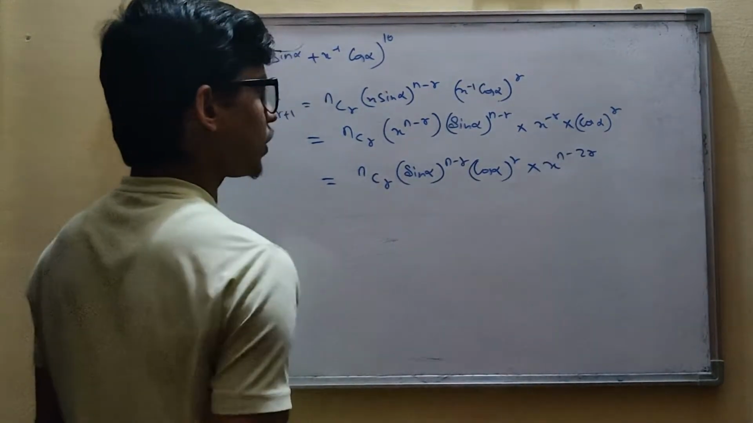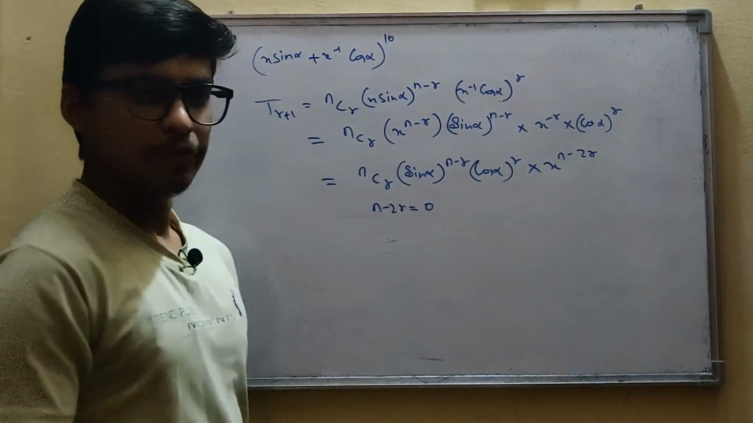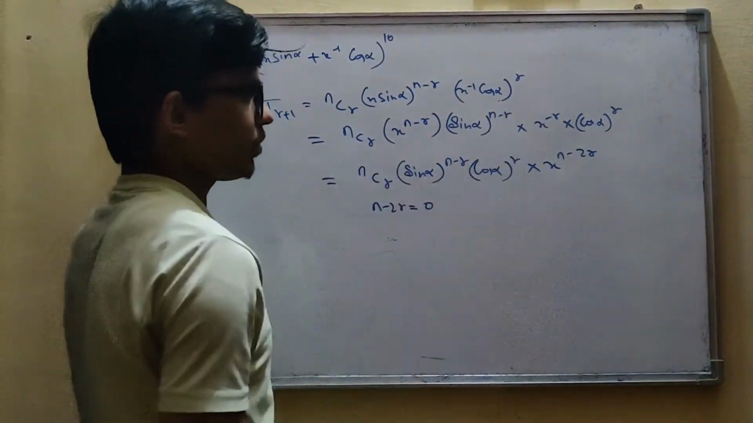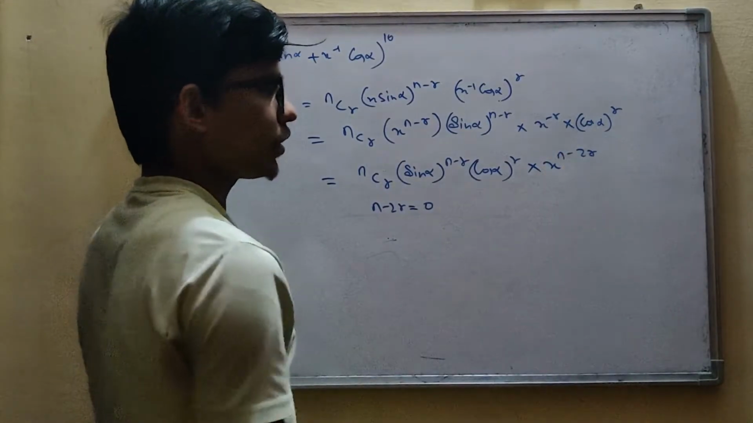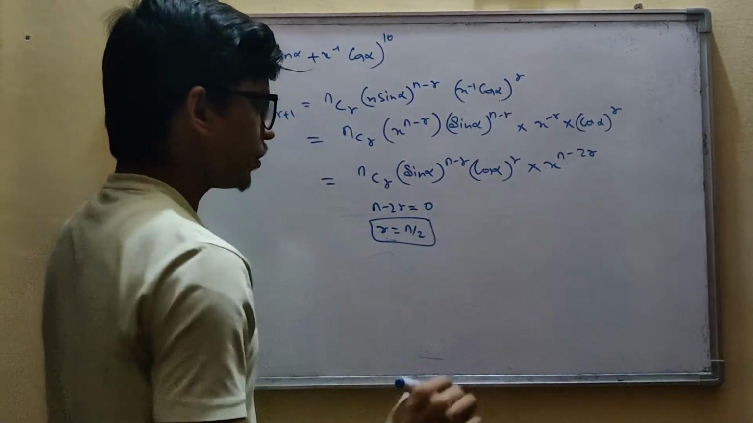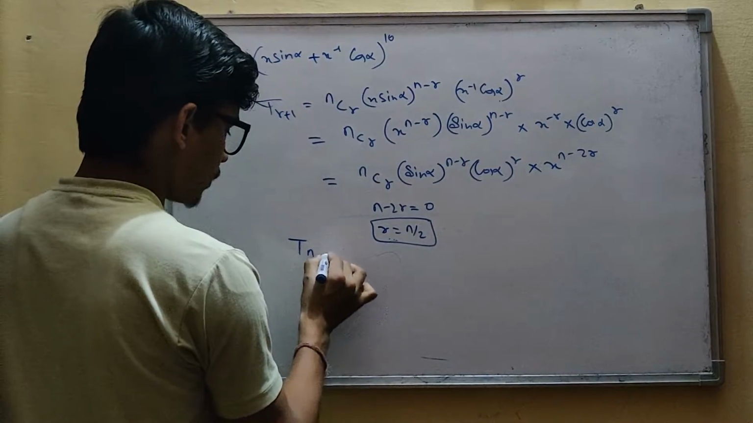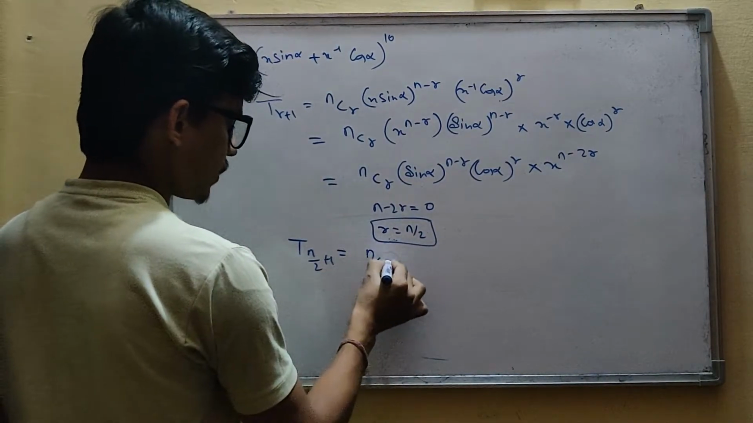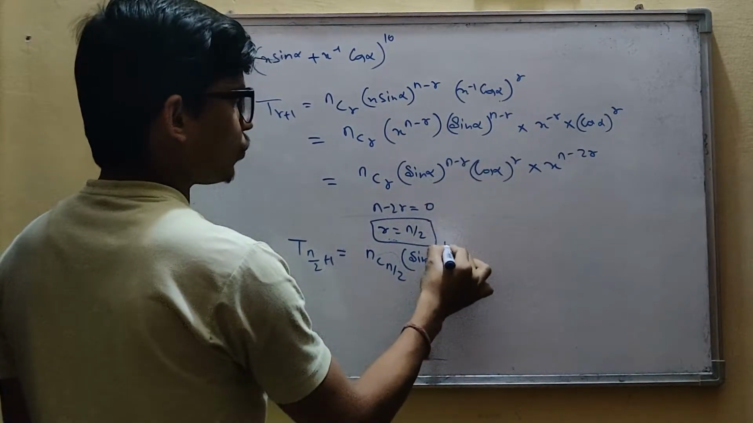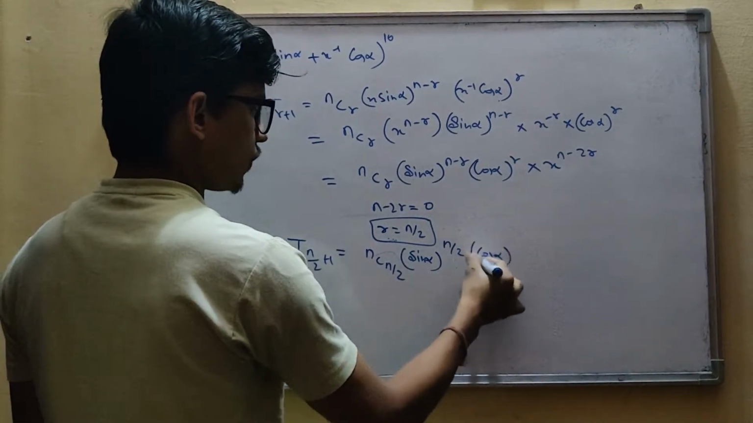Okay, now n minus 2r is equal to 0. Why? Because we are interested to find the term that is independent of x, and this term will be independent of x if n minus 2r equals 0. So that is why r is going to be n by 2. Okay, so the term which is independent of x is the T(n/2+1)th term, right? And that term becomes nC(n/2) (sin alpha)^(n-n/2). What is it? n minus n by 2 is n by 2. Now (cos alpha)^(n/2).